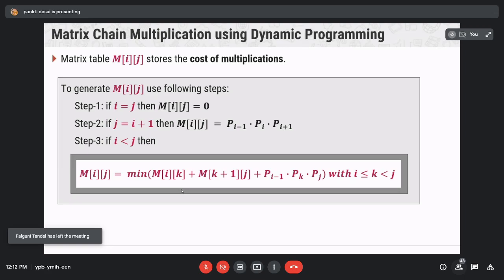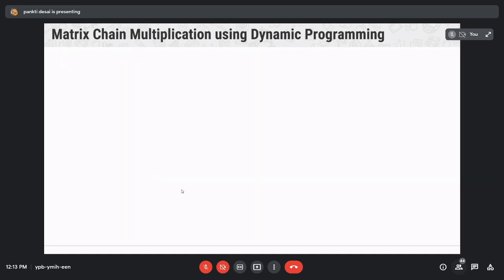So all of you write down these 3 steps in your notebook. We use these steps to compute the optimal cost. And using this optimal cost, we can find the correct parenthesization for multiplying the matrices. Write down the steps in your notebook. Now let us understand the matrix chain.